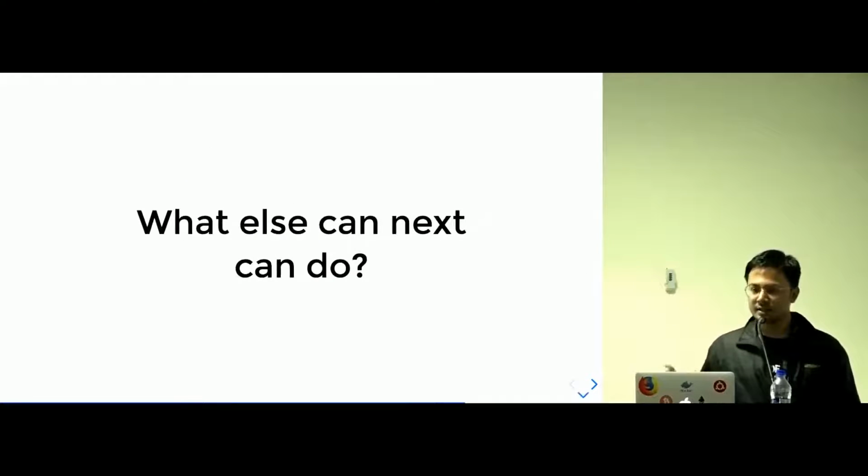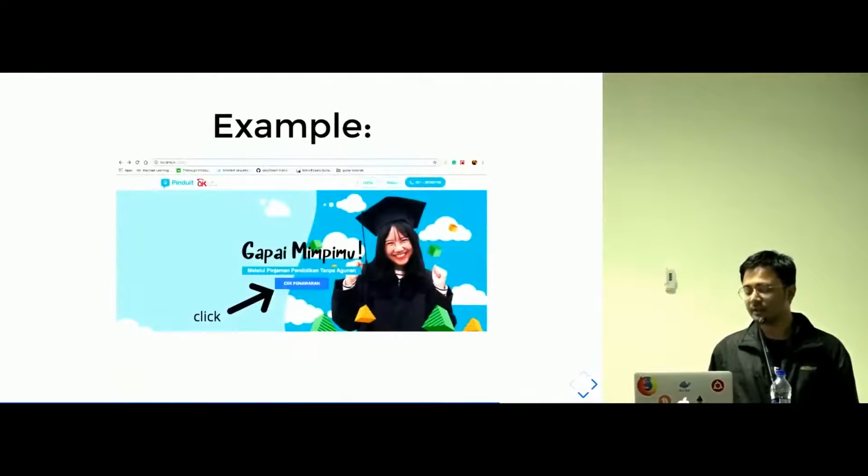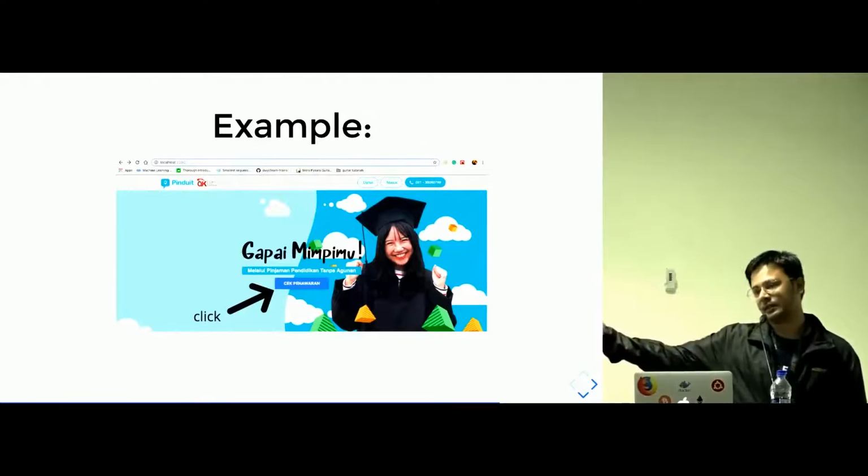What else can Next.js do? It has automatic code splitting, which is a property of Webpack which means that only the necessary code which is required to render the current route is sent. Nothing else. All the unnecessary code is not sent to the client side unless it is required. So how does it exactly work? It works like this. For example, on clicking this button, another page is rendered, like /signup is rendered, let us say.